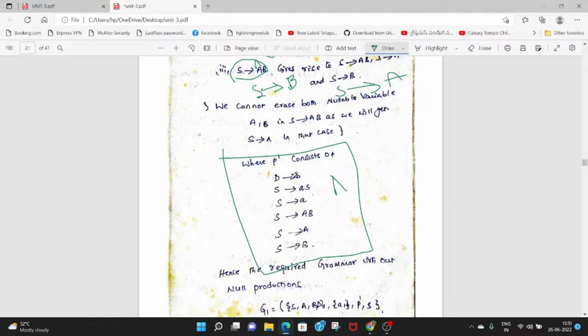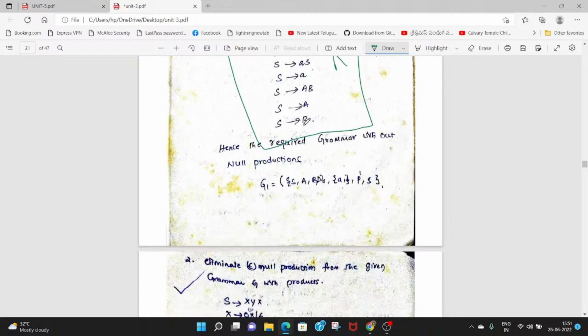Whenever we see, on the right hand side, we don't have any production consisting of a null. That is the thing you are going to remember. Okay. So this is the required grammar.